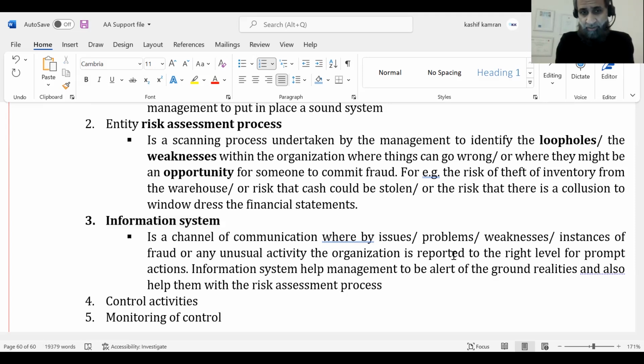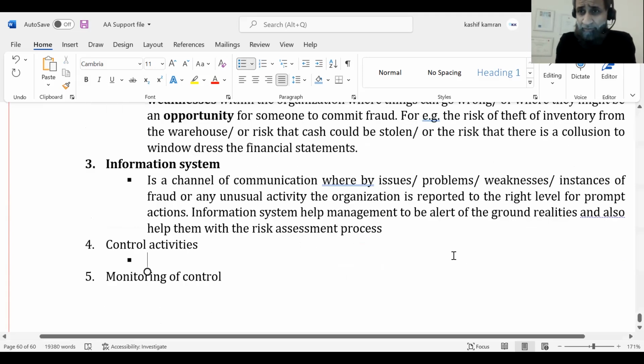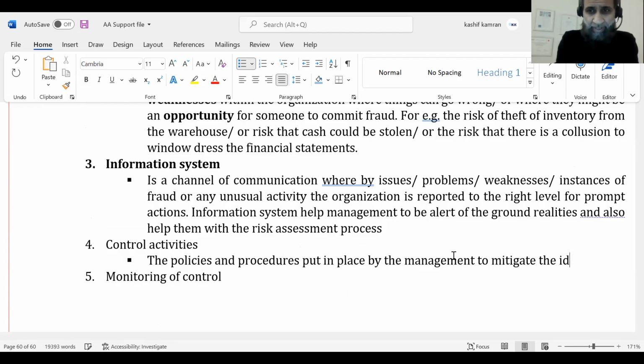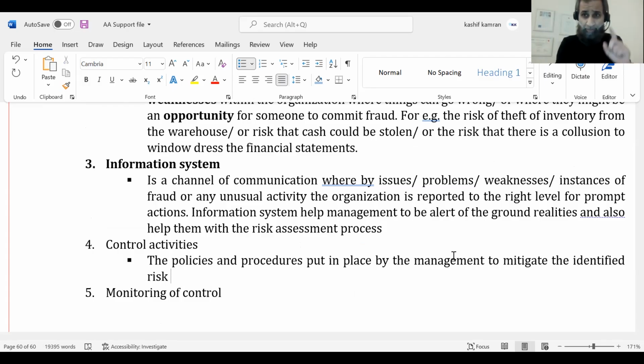Okay, control activities. Control activities is the mitigation, right? The policies and procedures put in place by the management to mitigate the identified risk. If you have identified a risk, a weakness, an issue, a problem, how would you overcome it? Through policies and procedures. Control activities are the policies and procedures put in place by the management for risk.